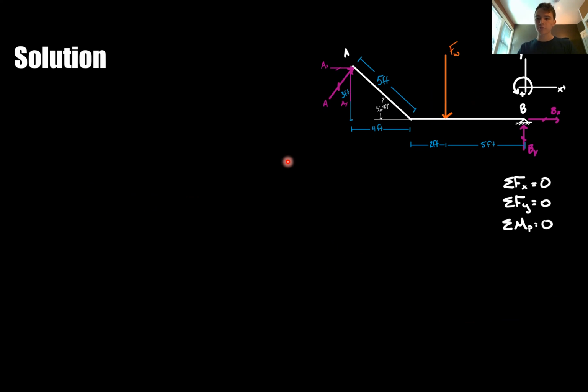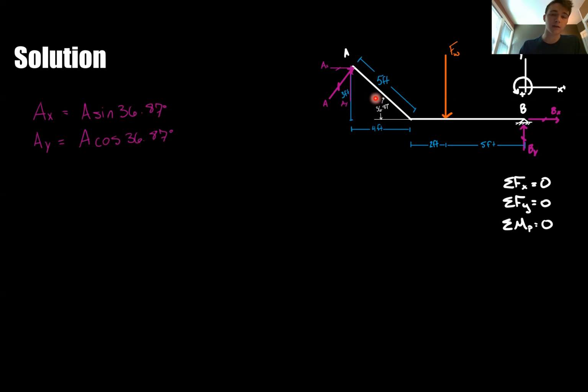So moving forward, we have our equilibrium equations. We can really solve it any way we want. I'm going to solve it with the moments because we're isolating one unknown usually. So we're going to sum it around B because there's two unknowns there, and we're solving for A. A has two components that are unknown, but we can easily find those using the angle.